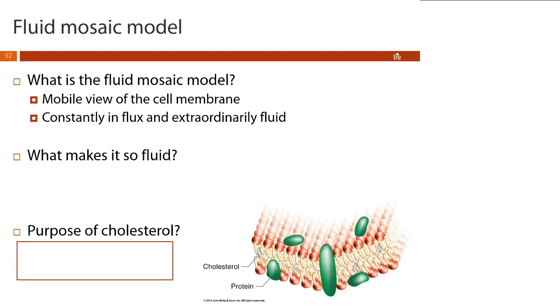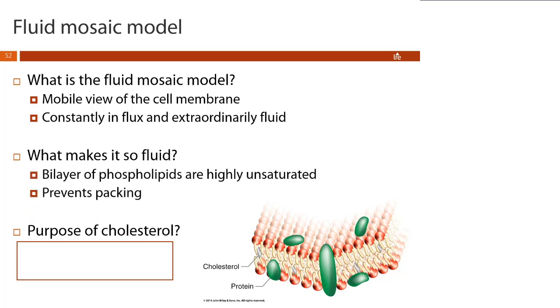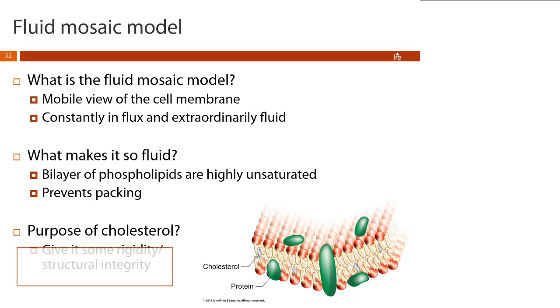And what's going to make it flow so well, what's going to make it so fluid, is the bilayer of phospholipids. And those are going to be highly unsaturated, and that's going to prevent packing. But we don't want this bilayer to be too fluid. So that's going to be the major purpose of cholesterol in biological membranes. They're going to add a little bit of rigidity or structural integrity.